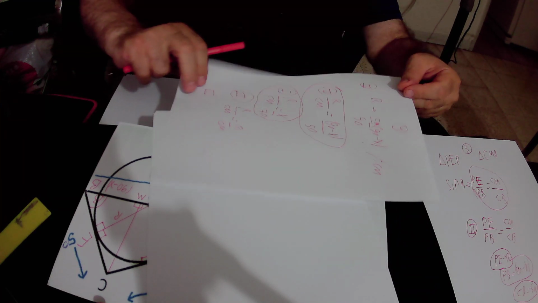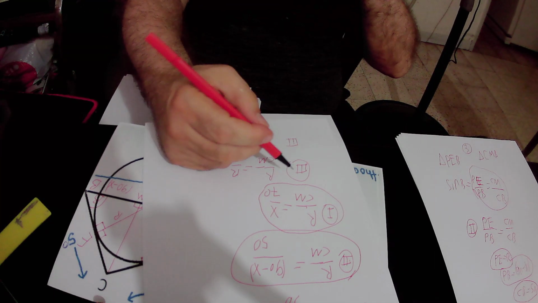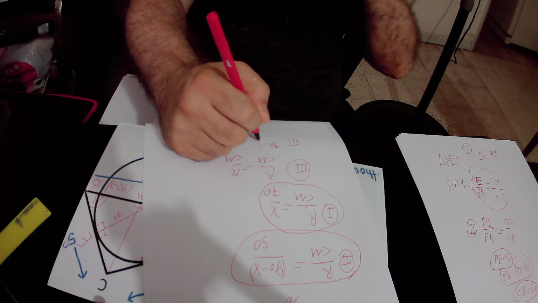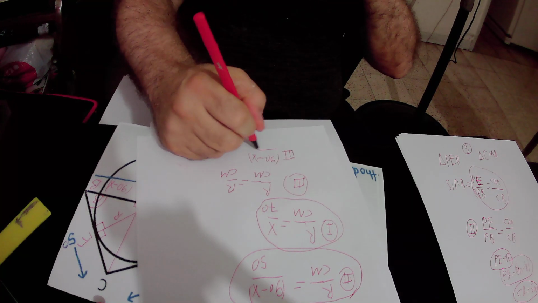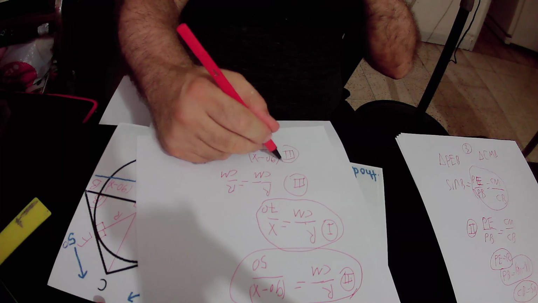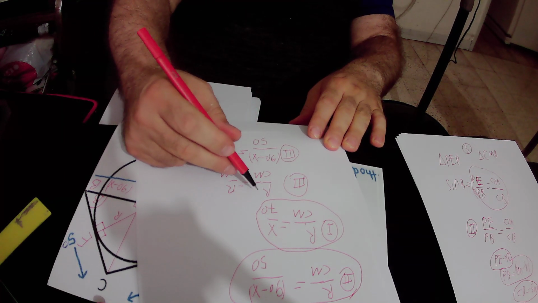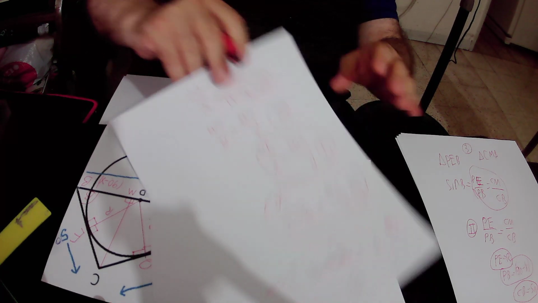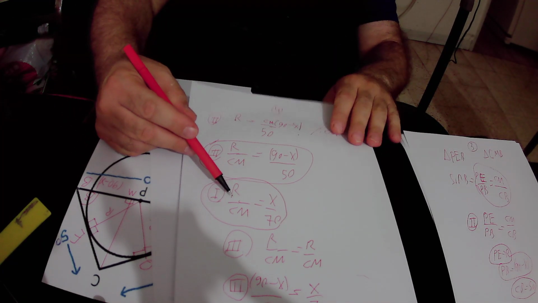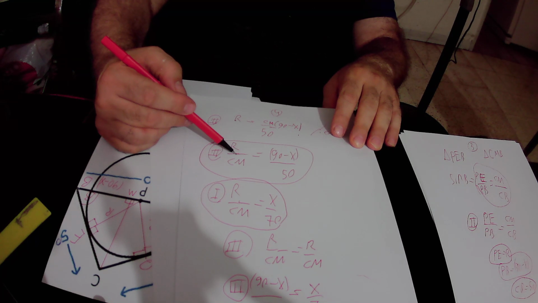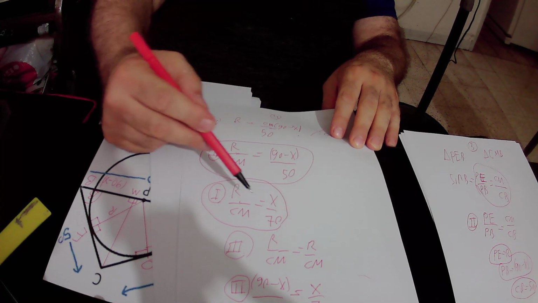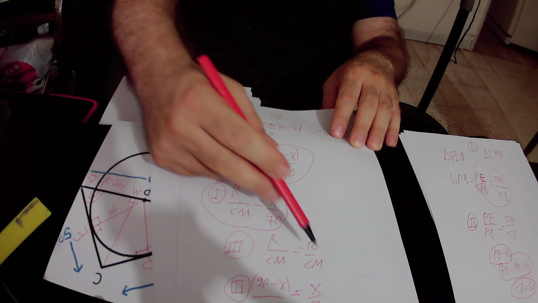Okay, so we will get that (90 − 6)/50 equals x over 70. As I've already told you, I substituted R over Cm. Here I substituted R over Cm by (90 − 6)/50, and in this side of the equation, I substituted R over Cm by x over 70.